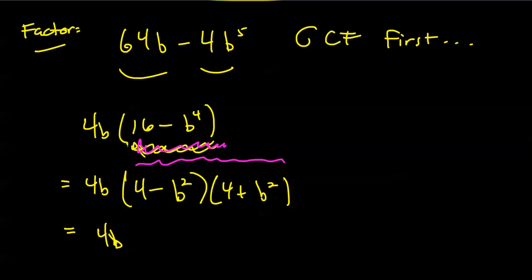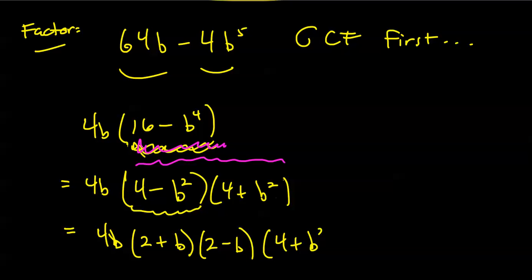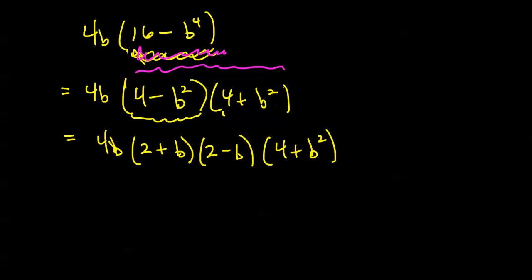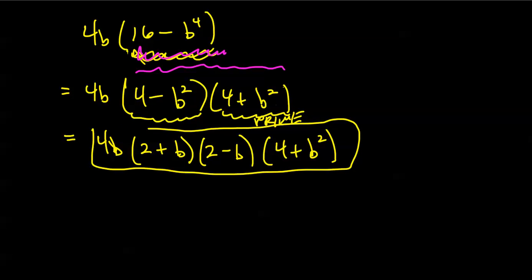Alright. 4 minus b squared, that is a difference of squares. I can factor that as 2 plus b times 2 minus b. And again, don't forget to carry down your prime factors to your final answer. Again, this expression here is prime. Sum of squares is always prime. Alright, so here's your final answer. 4b times 2 plus b times 2 minus b times 4 plus b squared.